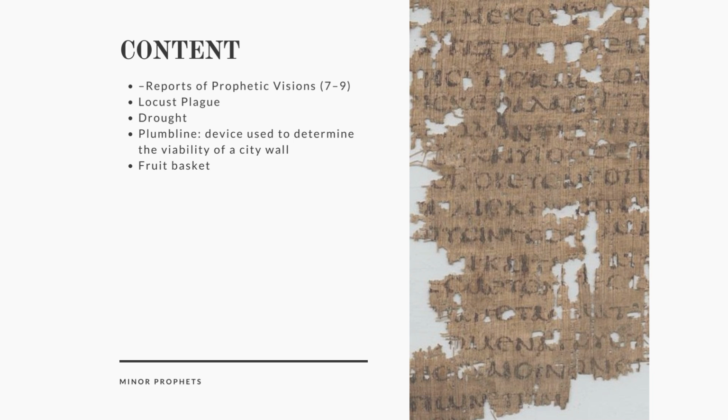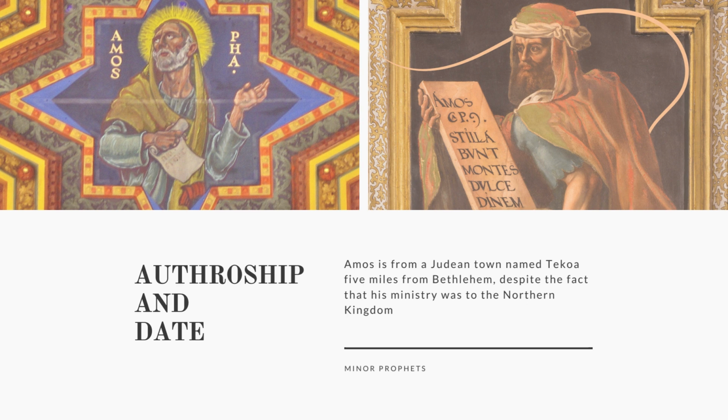You have reports of prophetic visions in chapters 7 through 9. You have the locust plague, drought, the plumb line, which is a device used to determine the viability of a city wall, and then the ripe basket of fruit. They're overripe.